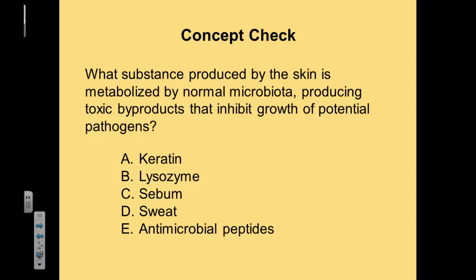So, concept check, class. You should rewind the video to find an answer, pause it, and flip back in your notes or check your text. Which substance produced by the skin is metabolized by normal microbiota, producing toxic byproducts that inhibit the growth of potential pathogens? Is it keratin, lysozyme, sebum, sweat, or antimicrobial peptides? So pause the video and get me an answer.